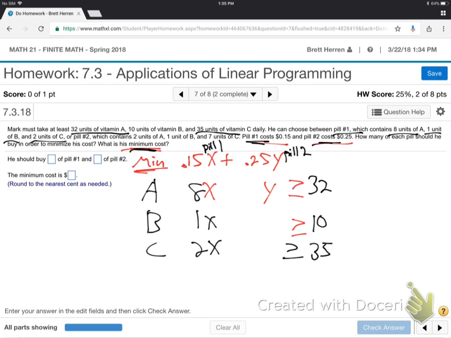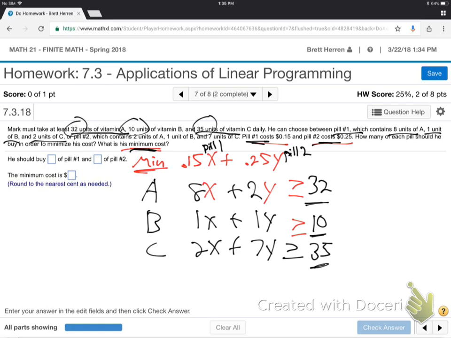So then I say, okay, X is pill 1. What does it say about pill 1? It's 8, 1, 2. That's all down because that's all pill 1. And then next it says, what about pill 2? 2, 1, 7. That all goes with a Y because that's all pill number 2. And then the total for A, it says, is 32 for A, 10 for B, 35 for C. So I got those 3. Is that good?